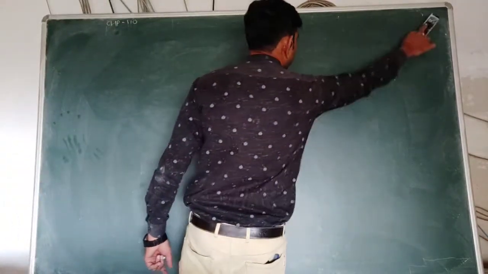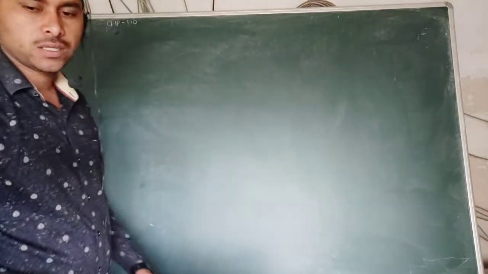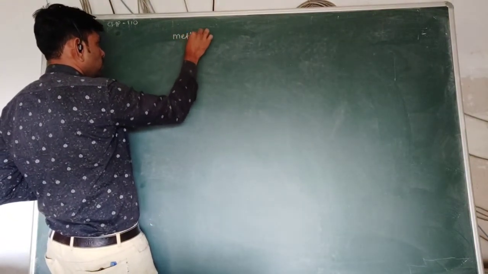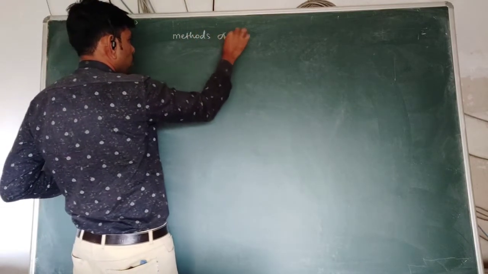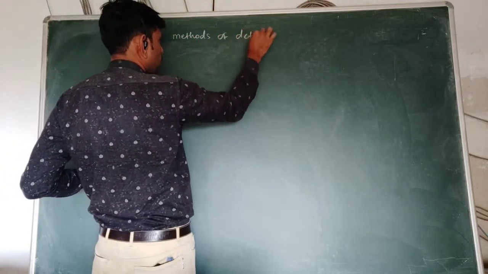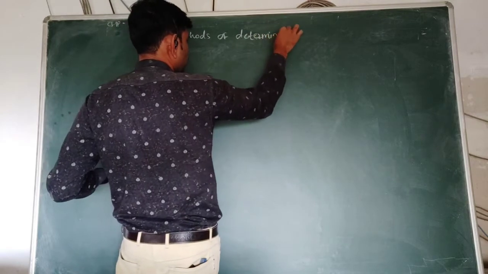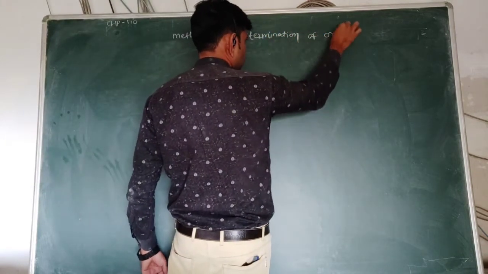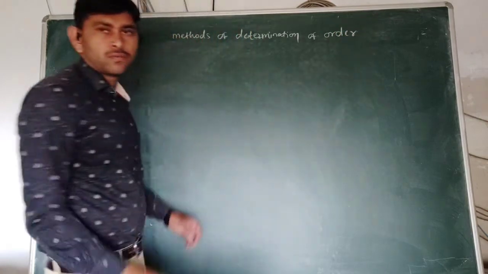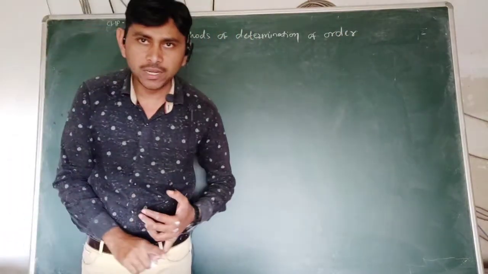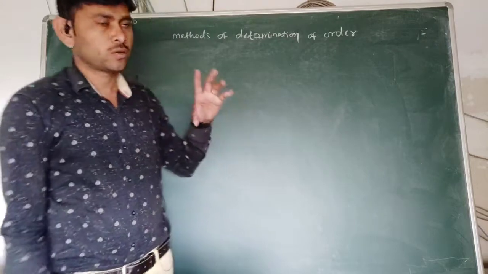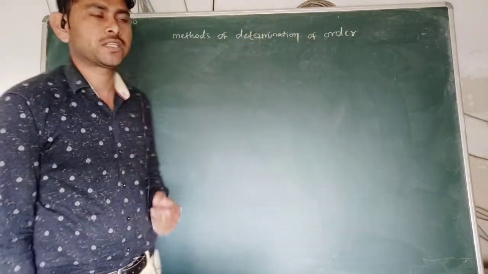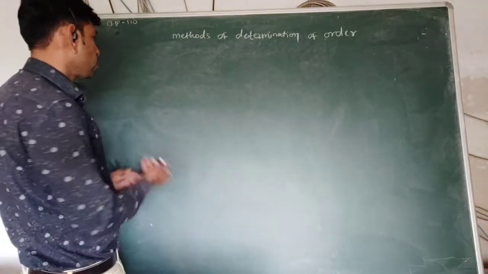Now we have to discuss the methods of determination of order of reaction. Order of reaction, we know, is an experimentally determined quantity, so we have to determine this quantity experimentally. So there are four methods available for the determination of order of reaction.